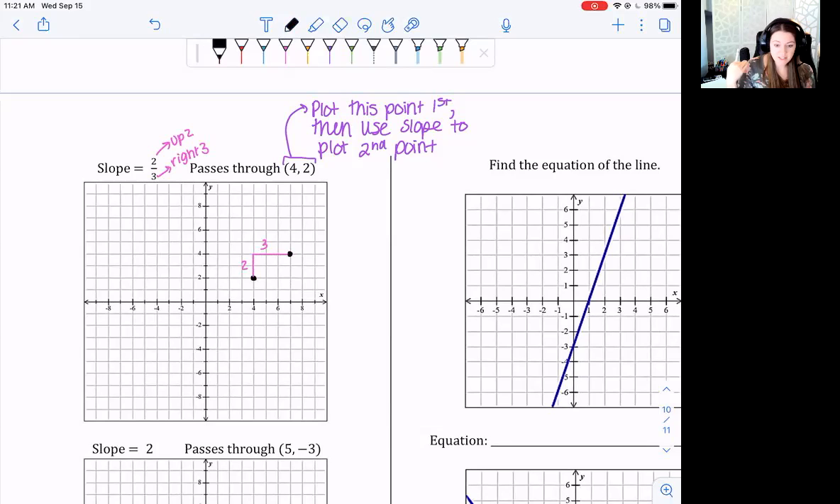If I wanted this to be an even better looking line, I could continue going up 2 over 3, plot another point. And you can even go in the backwards direction here. You could go down 2, left 3, just kind of following the same pattern, but in the opposite direction, to give yourself the nicest looking graph possible.